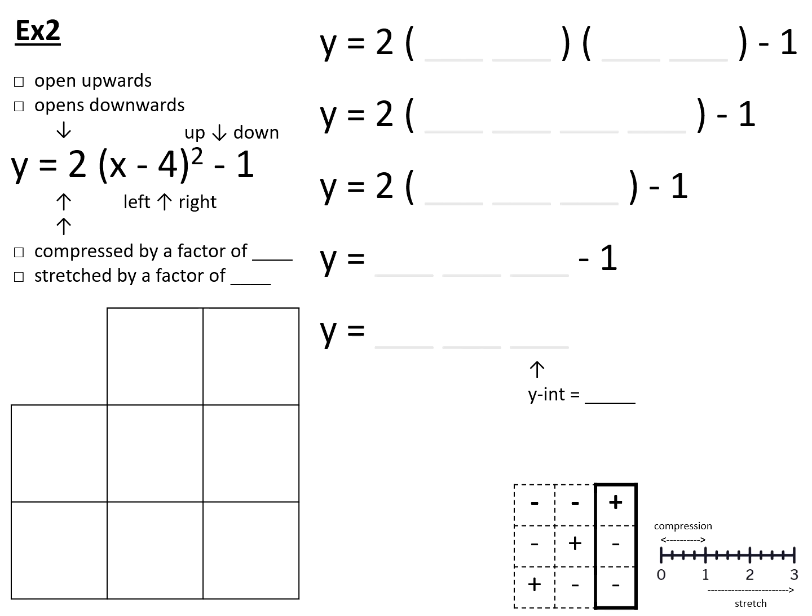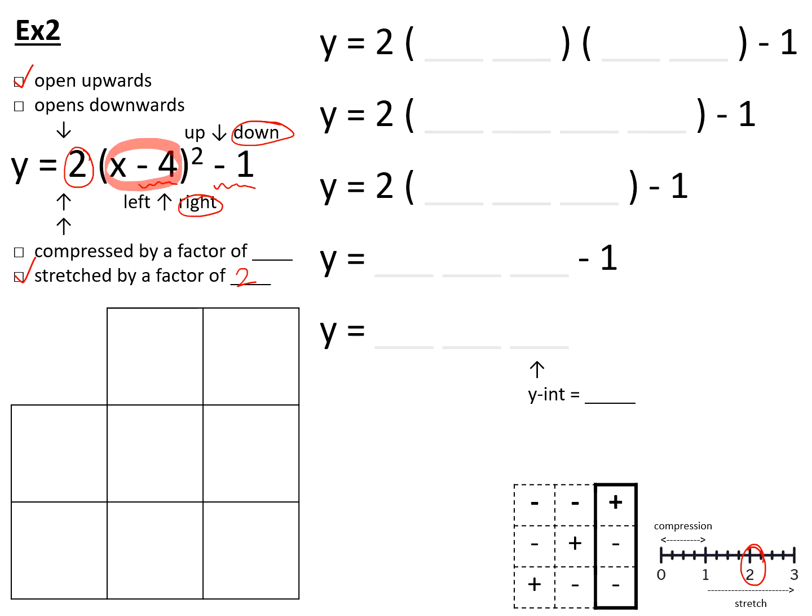In our second example, once again, we'll be converting vertex form to standard form. This value of -1 means our parabola is moved downwards by 1 unit. This value of -4 means our parabola is moved 4 units to the right. And this value of positive 2 means that our parabola is opening upwards and it has been stretched by a factor of 2 because 2 is greater than 1 if you look at that number line down to the right.